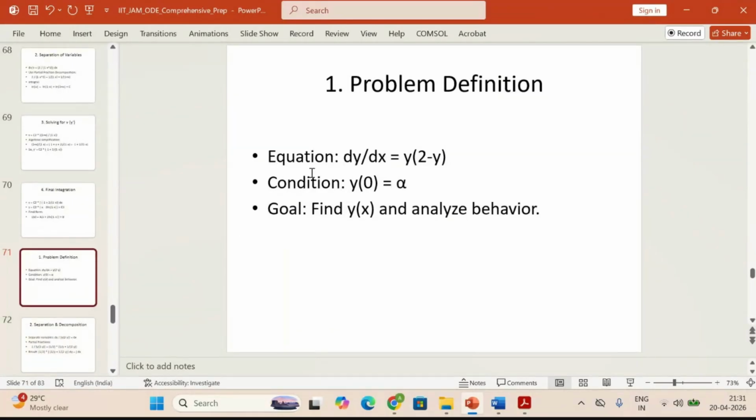Next problem, dy/dx equals y times (2 minus y). y(0) equals alpha. Find y(x) and analyze the behavior.